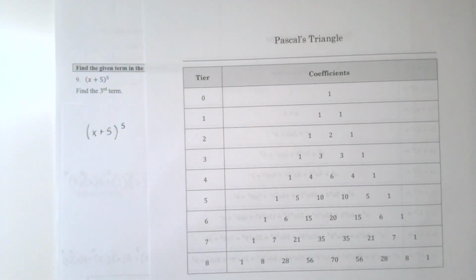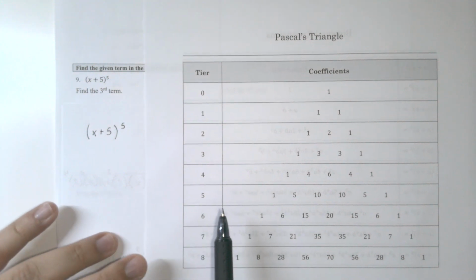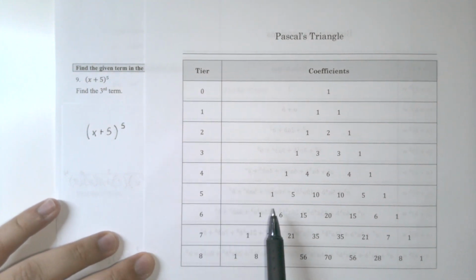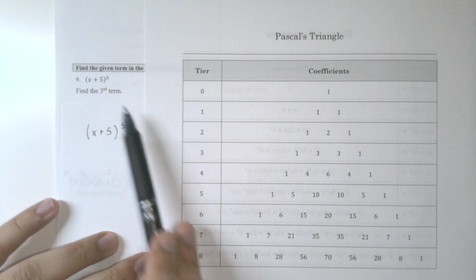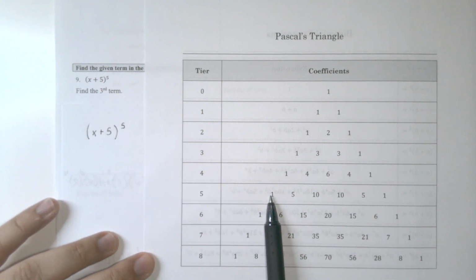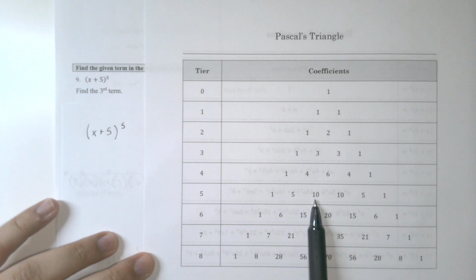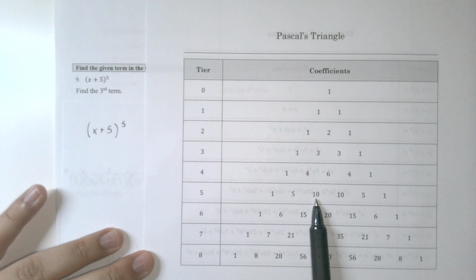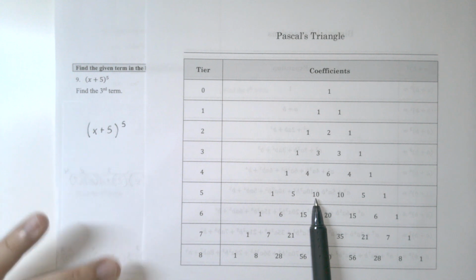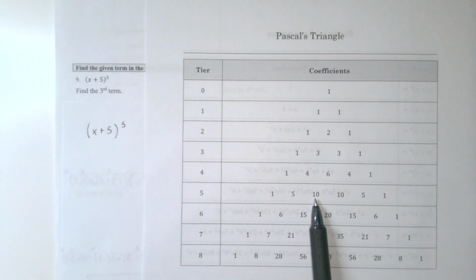So how we can do that is first we look at our triangle. Since we're raising this to the fifth power, we have 1, 5, 10, 10, 5, 1 as our coefficients. And the third term is just going to correspond to 1, 5, 10. So it's whatever this term is here. So we already know that that's going to be a coefficient of 10.